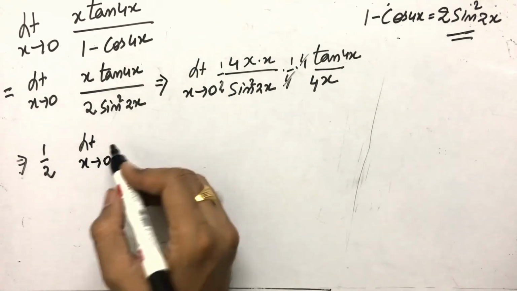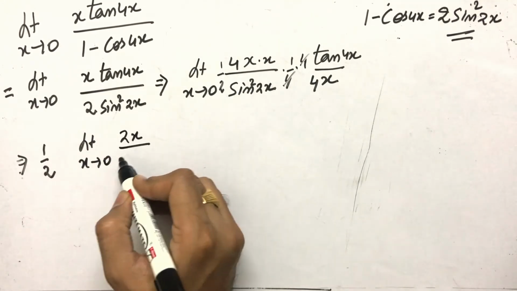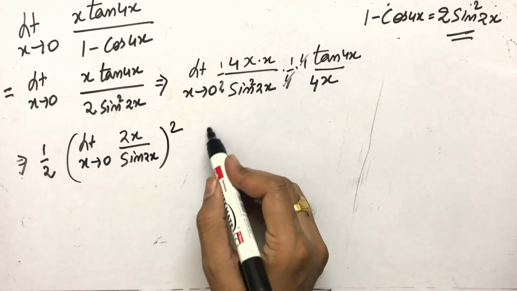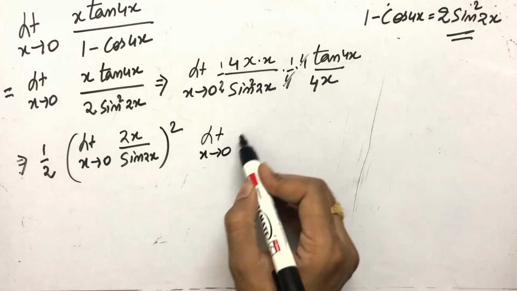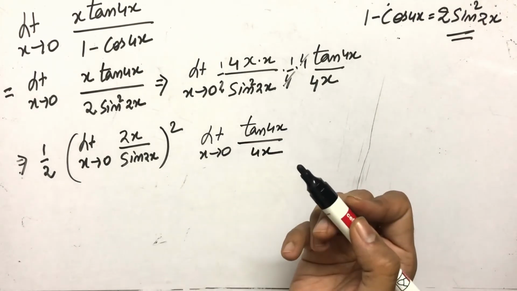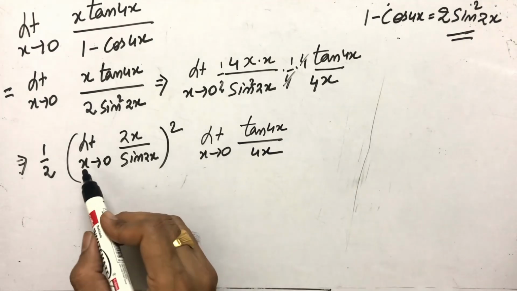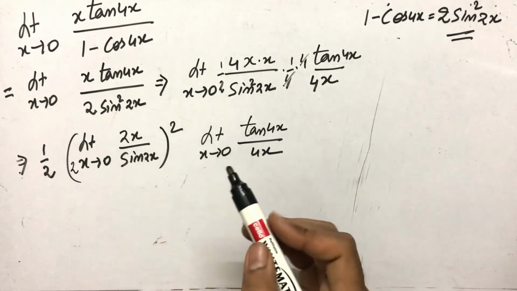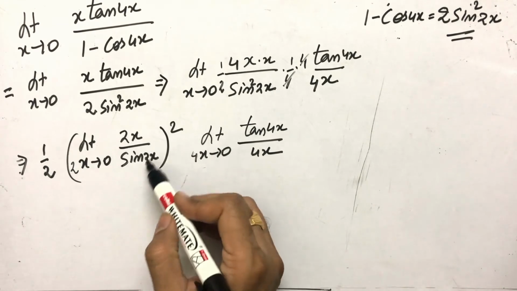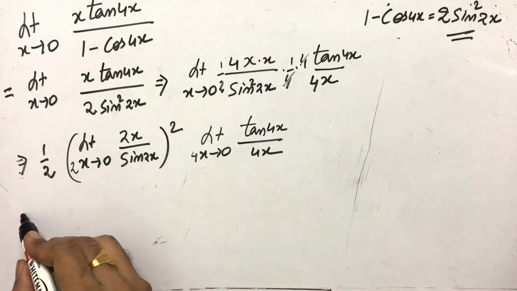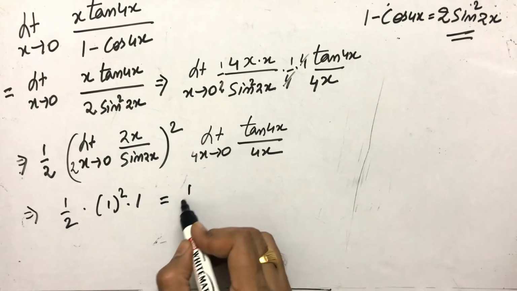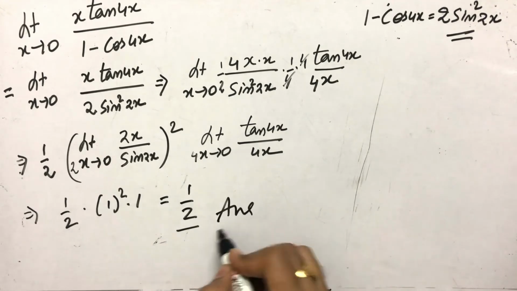Limit x tends to 0, here this is 2x upon sine 2x whole square, and also limit x tends to 0 tan of 4x upon 4x. So again, if x tends to 0, 2x will tend to 0. If x tends to 0, 4x will tend to 0. So how much is the value of this? 1. Also this is 1. So we are left with 1 by 2 into 1 square into 1. That is 1 by 2. Answer.